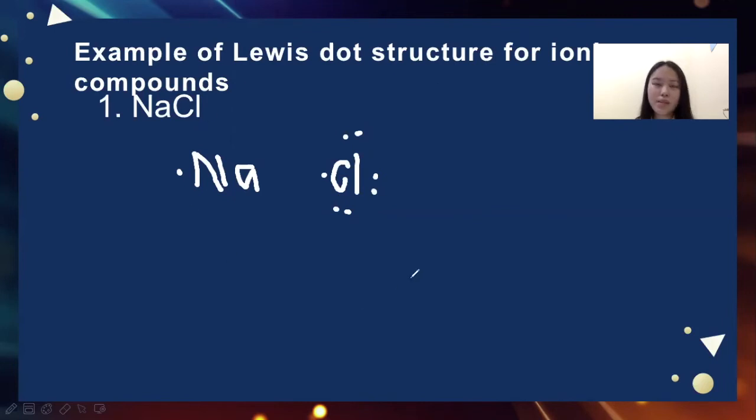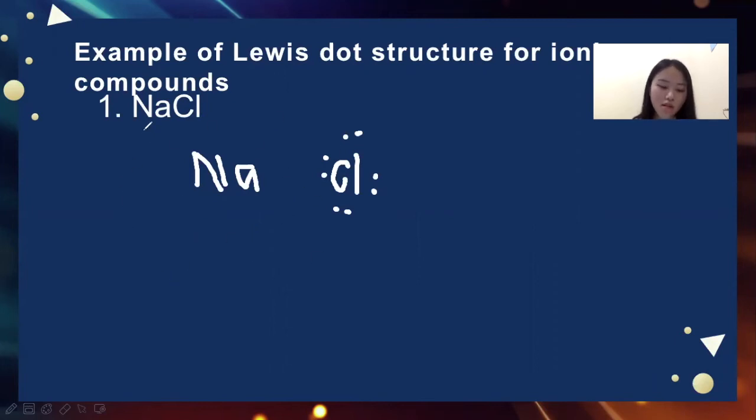And then we said before that in ionic compounds, the metal transfers electrons to the non-metal, so we're going to transfer this 1 valence electron in sodium to the chlorine. Erase this and add 1 here. So now the chlorine has 8 valence electrons, while the sodium doesn't seem to have any valence electron. But actually the shell underneath is full, so it has a full outer shell.